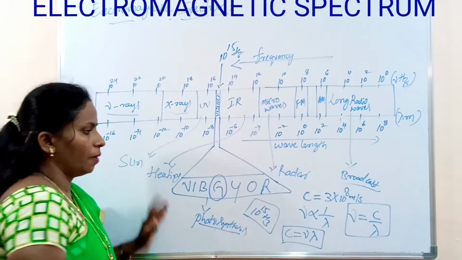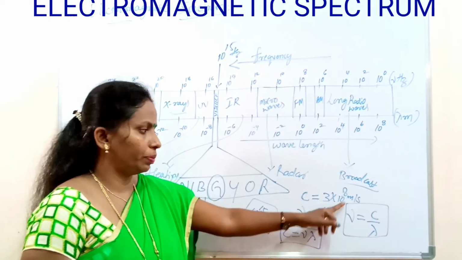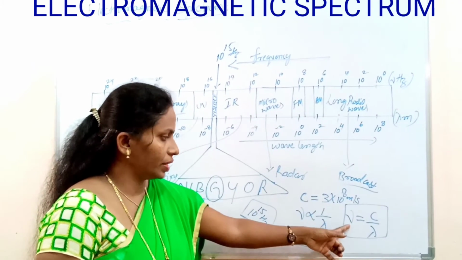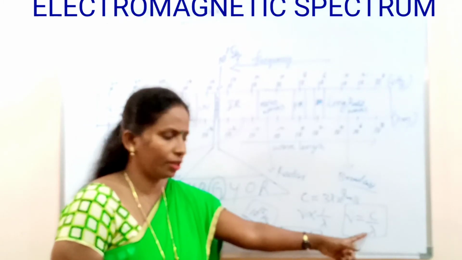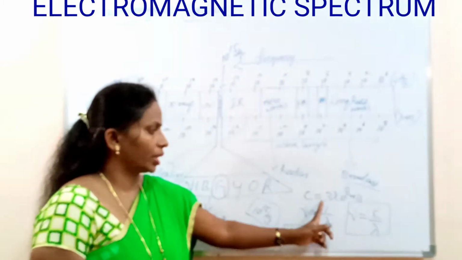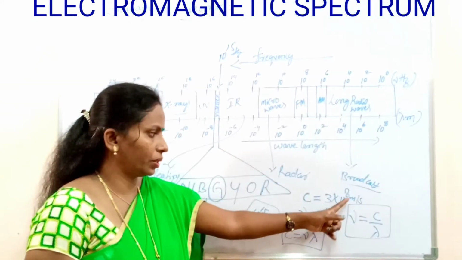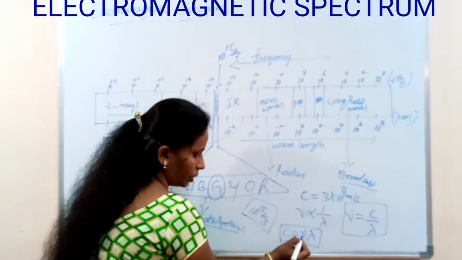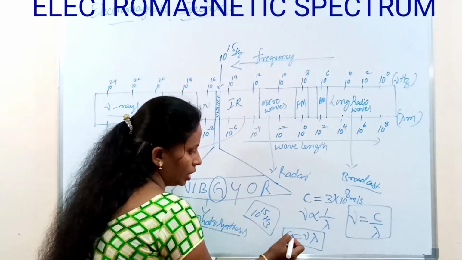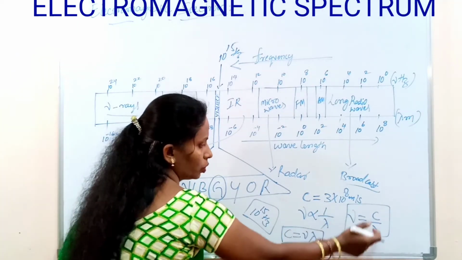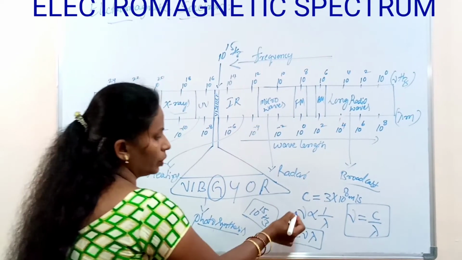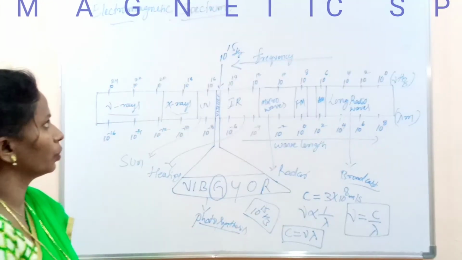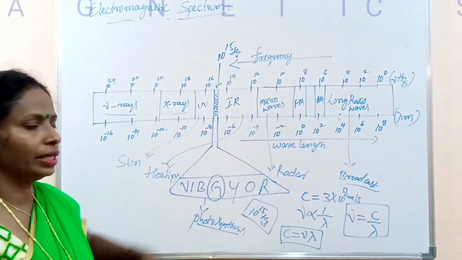All these radiations travel with a velocity of 3 into 10 to the power of 8 meter per second. Even though there is a difference in their frequency and wavelength, they travel with a constant velocity. So c is constant, and it is always the product of frequency and wavelength: c is equal to nu lambda, or nu is equal to c by lambda, because nu is inversely proportional to 1 by lambda, or lambda is inversely proportional to 1 by nu. So this is about the electromagnetic spectrum.